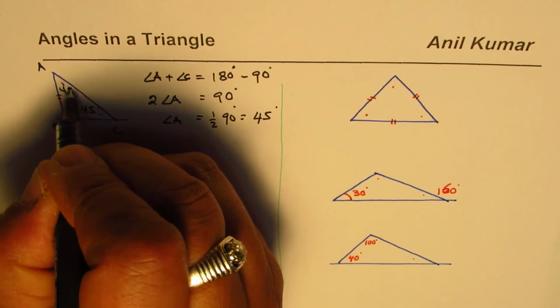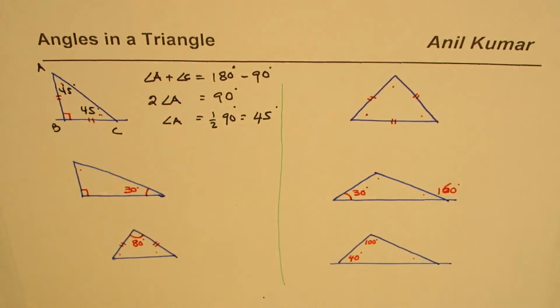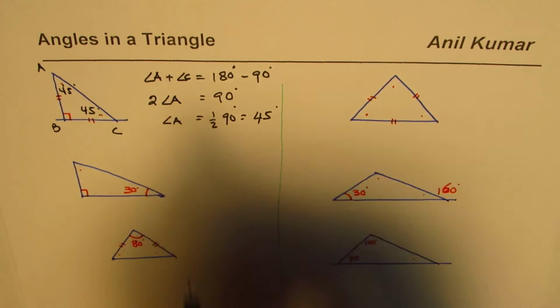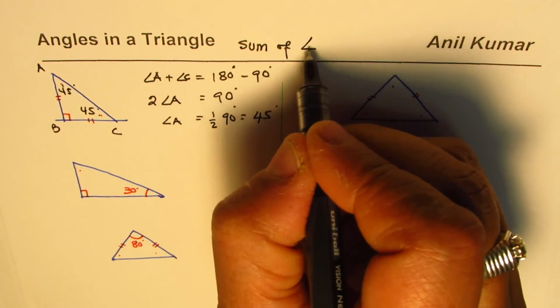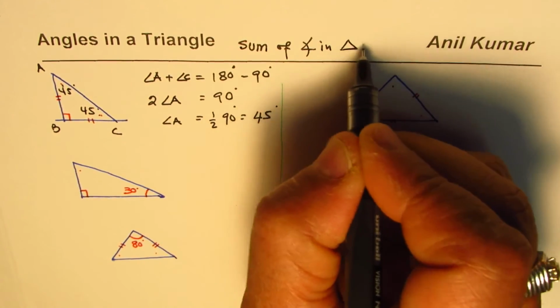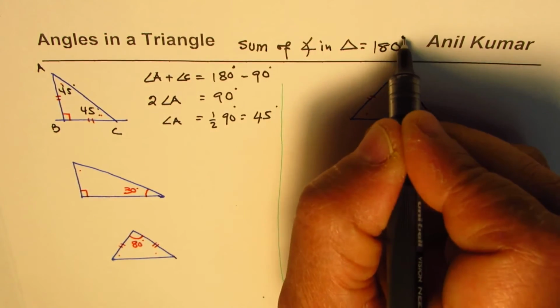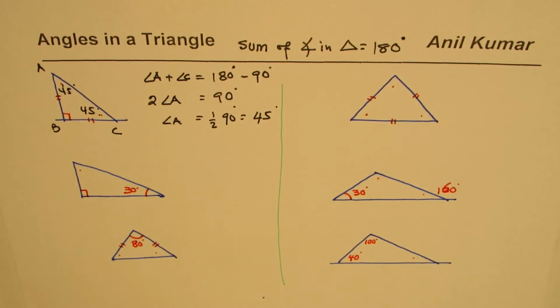Now you could check the answer by adding all the three. We know the sum of angles in a triangle is always 180 degrees. So we know sum of angles in a triangle equals 180 degrees. That could be used, right?